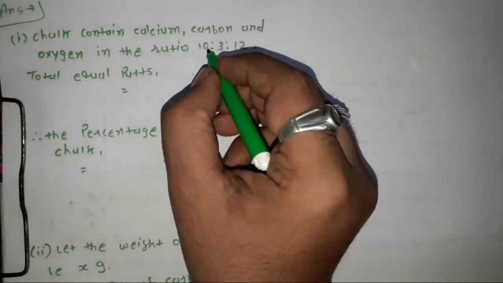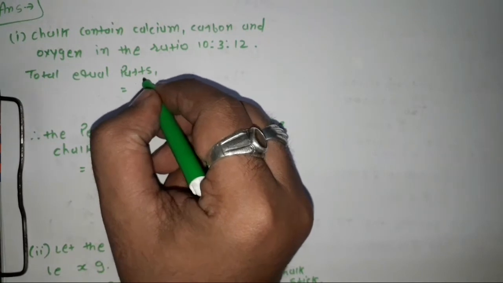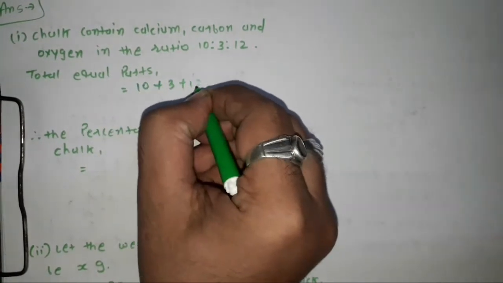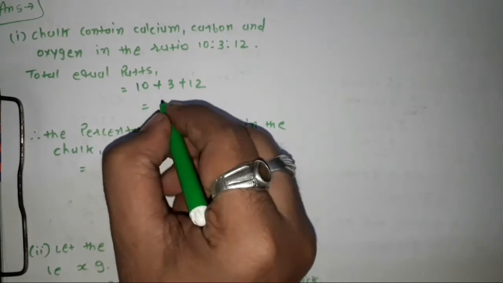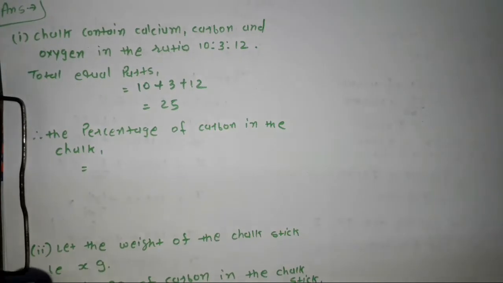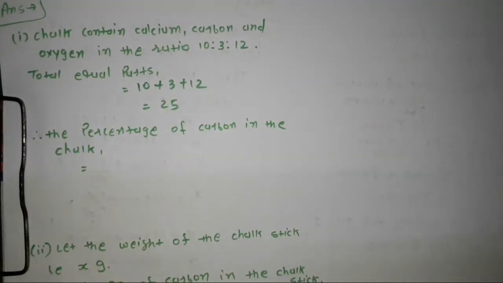Here three ratios are given, so we will add these three parts of chalk: 10 plus 3 plus 12. If I add 10 plus 3 plus 12, I will get 25. So total 25 parts are there in chalk. From that, 12 is for oxygen, 3 for carbon and 10 for calcium. So here we have to find the percentage of the carbon part.